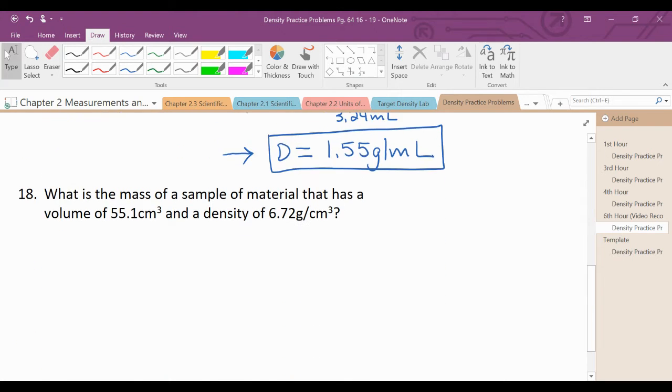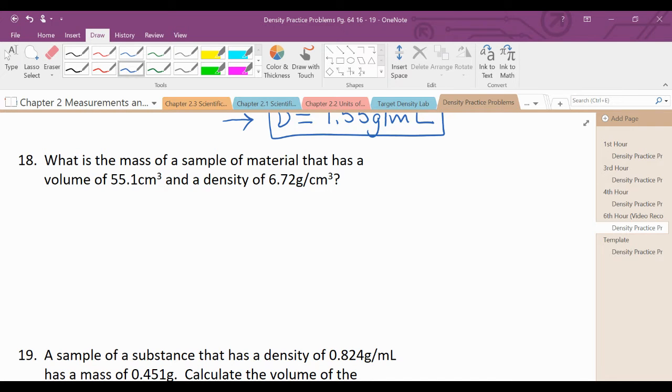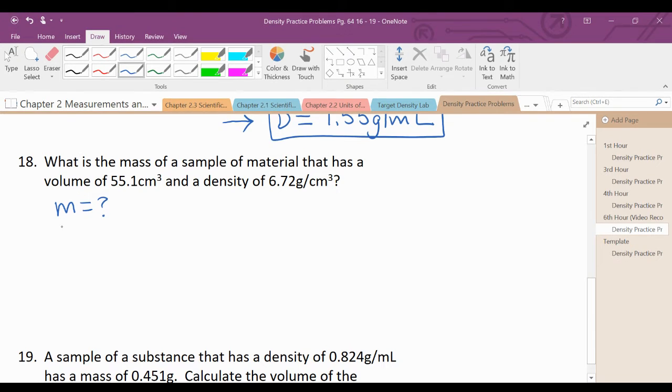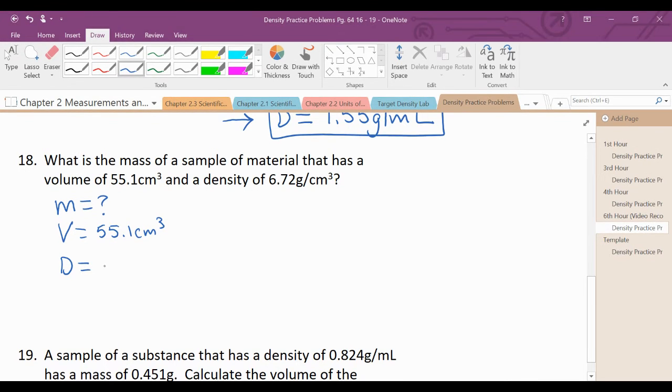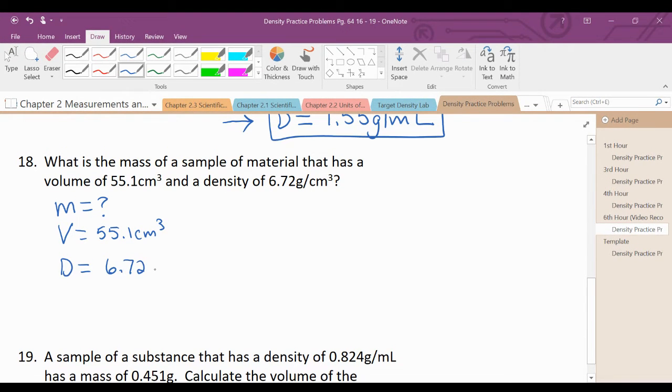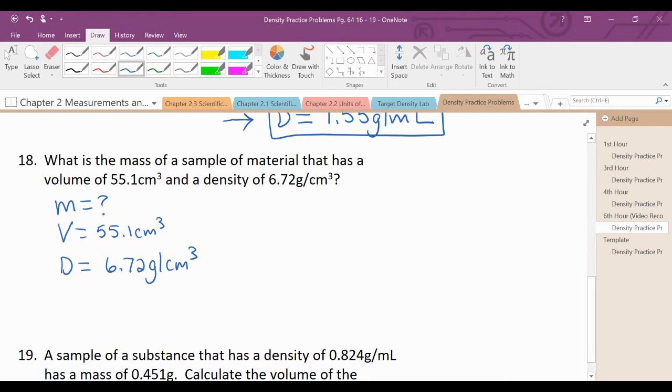Number 18. What is the mass of a sample that has a volume of 55.1 centimeters cubed and a density equal to 6.72 grams per centimeter cubed? In this case, we have density and volume. We're trying to find the mass. We can use the density as a conversion factor to convert from volume to mass.